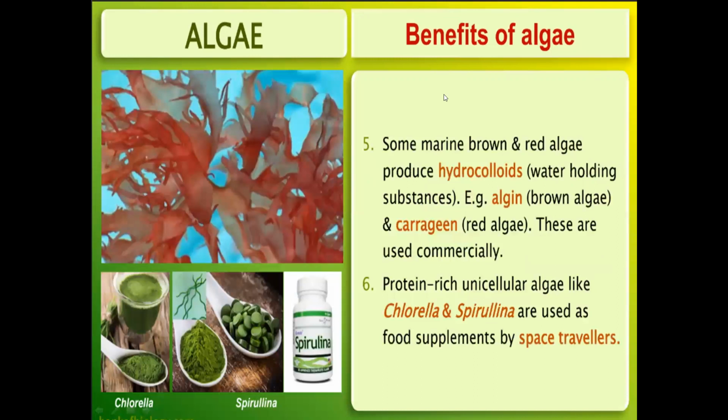The other benefits of algae: some marine brown and red algae produce hydrocolloids, water holding substances. Example, algin from brown algae and carrageenan from red algae. These are commercially used. Mostly for ornamental plants, you can use the sticks which come in the vase. That's moss which is actually used, made from some algae, or even soya, cotton, coconut.